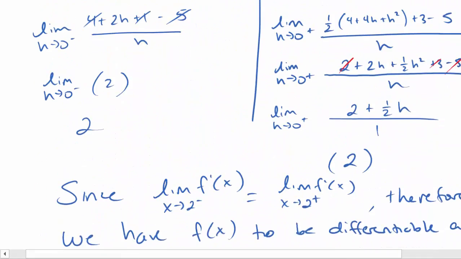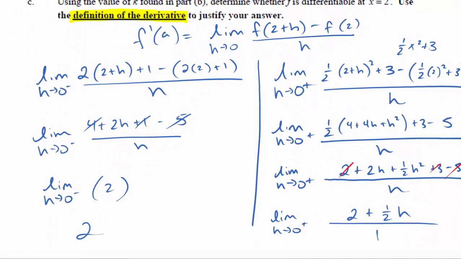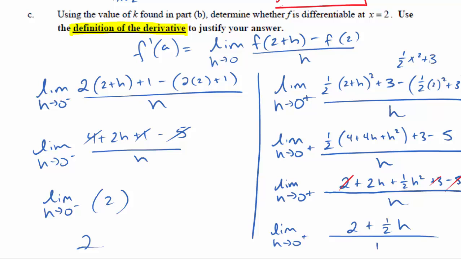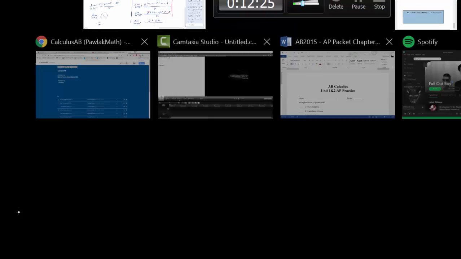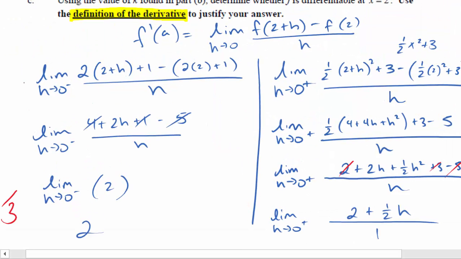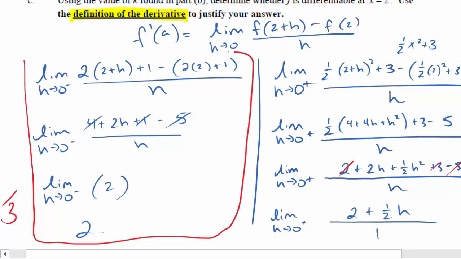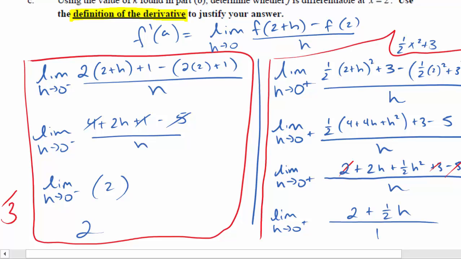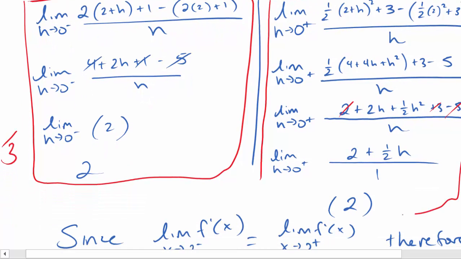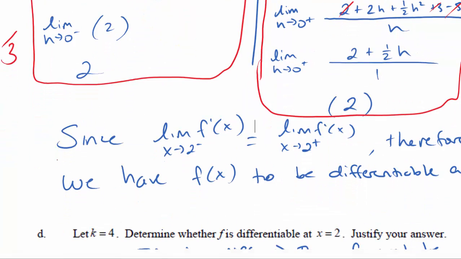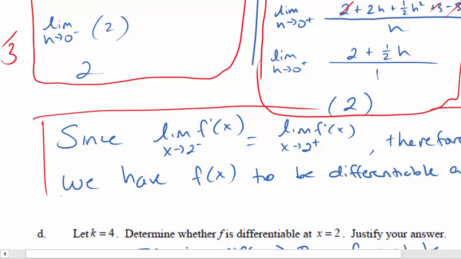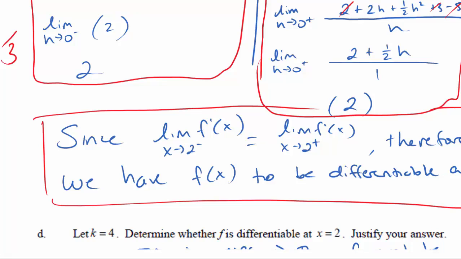For this problem, let's go back up, talk about point distribution. For C, the points add up to 3. 1 comes from the definition of derivative from the left-hand side. 1 comes from the definition of the derivative from the right-hand side. And then 1 is your final statement. And I sort of got cut off there at the end. This should say at x equals 2.